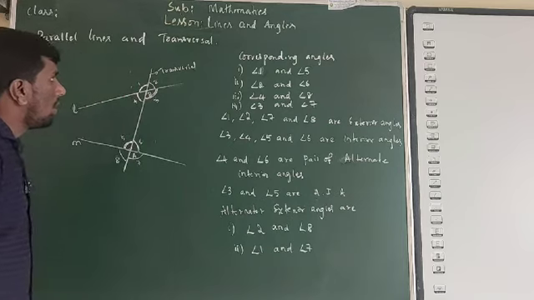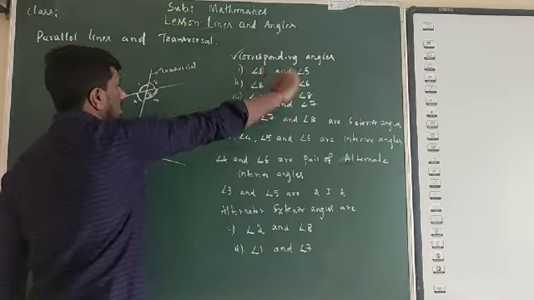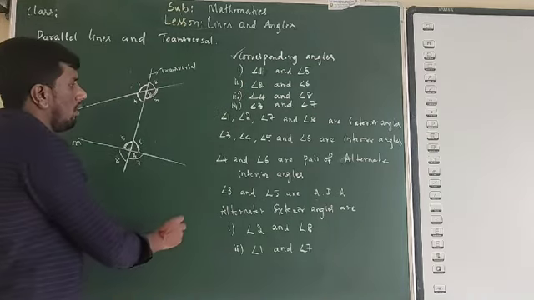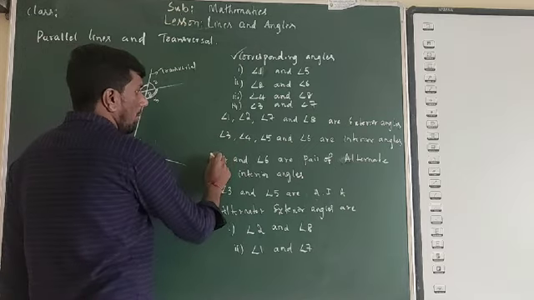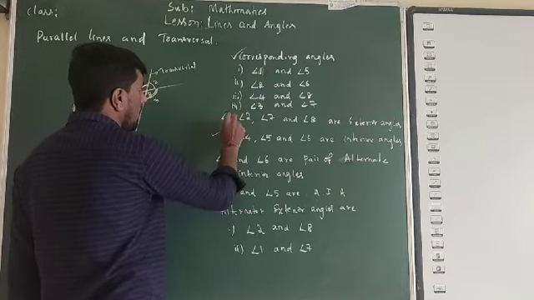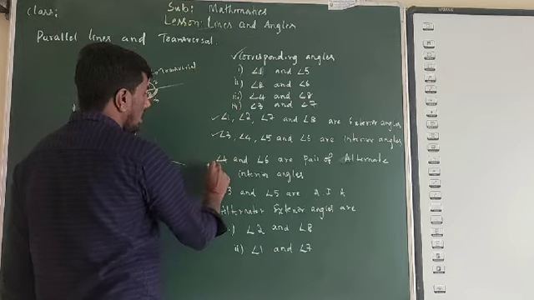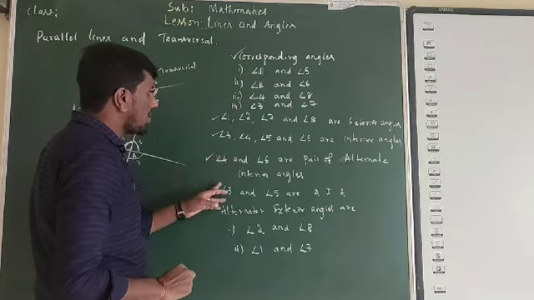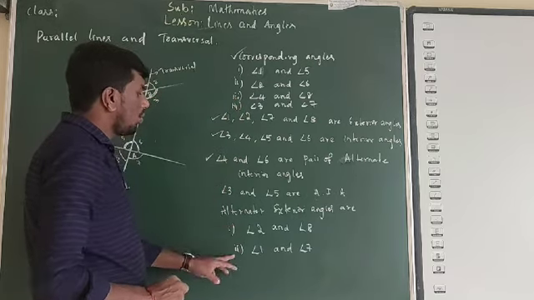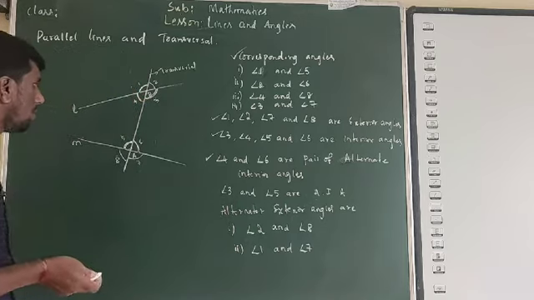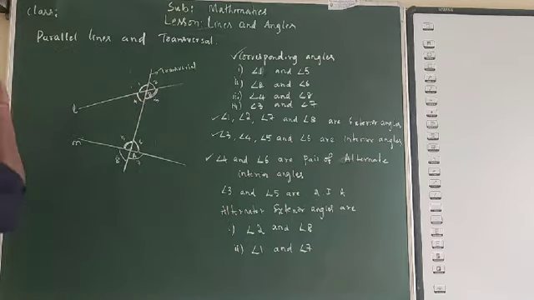Now, corresponding angles: we have 4 pairs of corresponding angles. We have 4 interior angles, again 4 exterior angles, 2 pairs of alternate interior angles, and 2 pairs of alternate exterior angles. Now what else do we have?